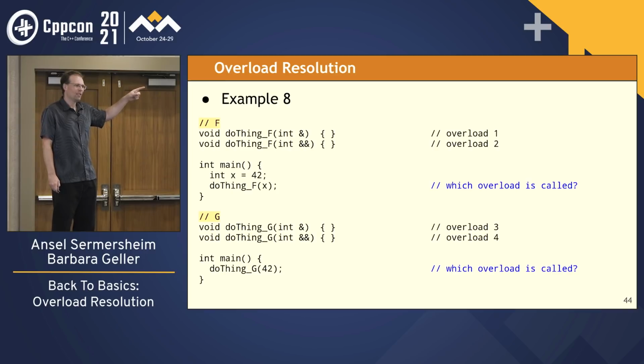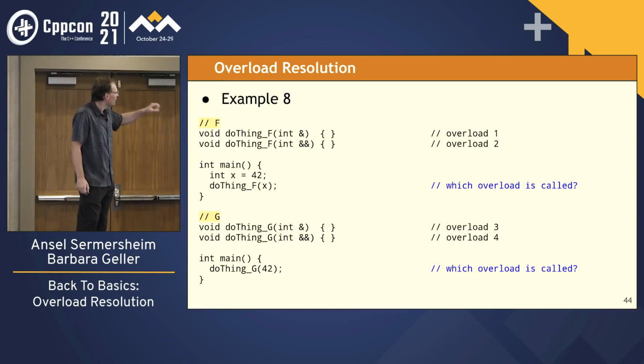Sorry, I was referring to example G. Oh, G. Okay. In example G, if 4 was a T ampersand ampersand, then it would deduce to int ampersand ampersand, and it would win, which it does anyway, because it's the only viable candidate.